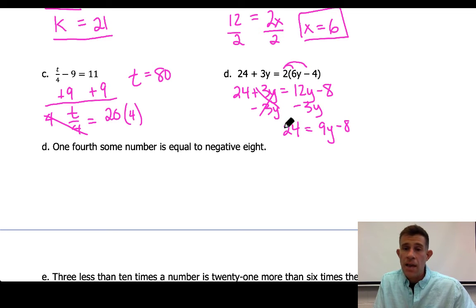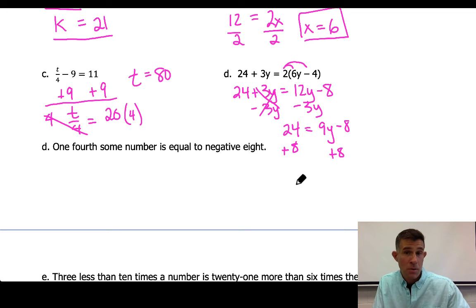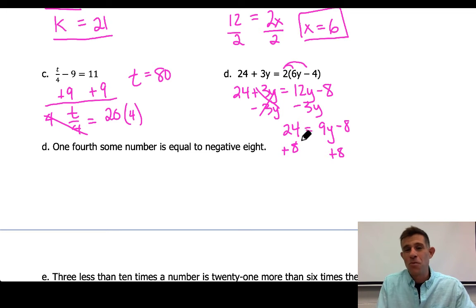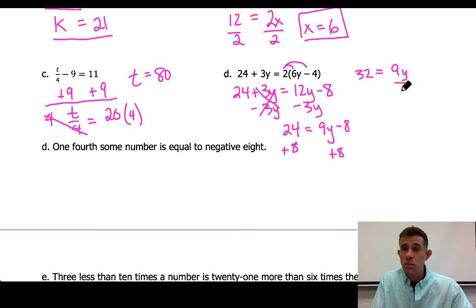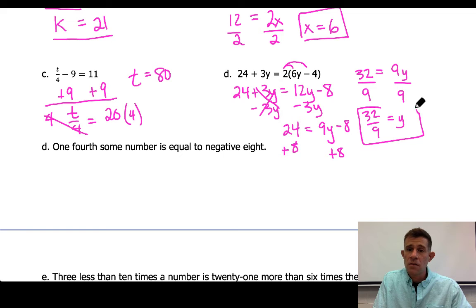Now I'm going to add 8 to the left side of the equation, and that's going to give me 24 plus 8. I said subtract, I meant plus, or add. So 24 and 8 is going to result in 32 is equal to 9y, and my final step is to divide both sides by 9. And that gives me a value for my y. In this case, we're just going to leave it as 32 over 9. That's a fraction answer, and that's completely fine.